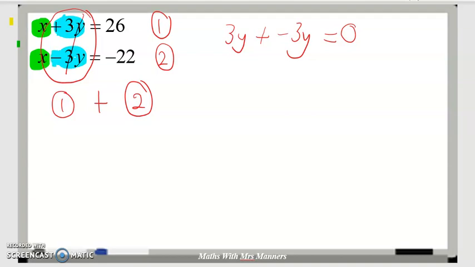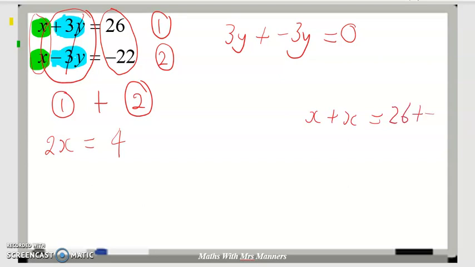So adding the two equations together, well, adding the x's gives me 2x, and adding the constants, this is where you've got to be careful with your arithmetic. 26 plus minus 22 is 4. If you need a calculator, you can do that. And some people like to write out what they're adding. And if you need to do that, by all means, take those extra lines and set it out like that. There's nothing wrong with that.